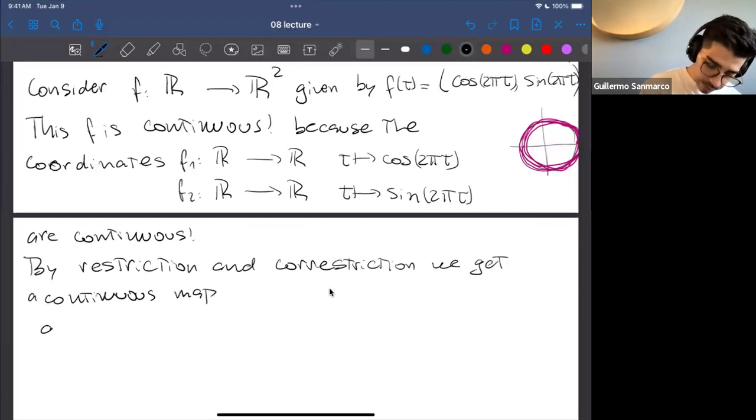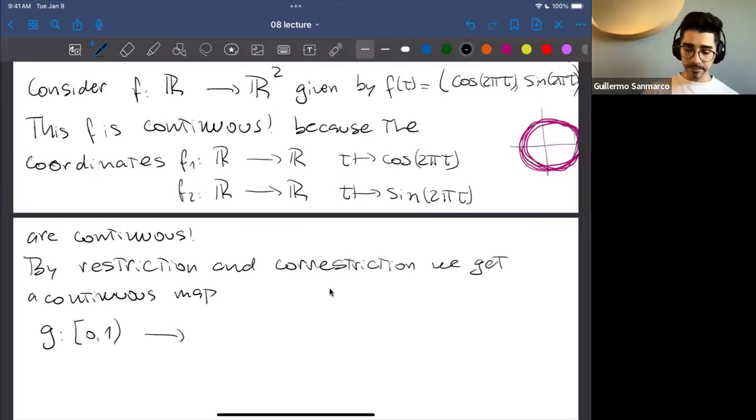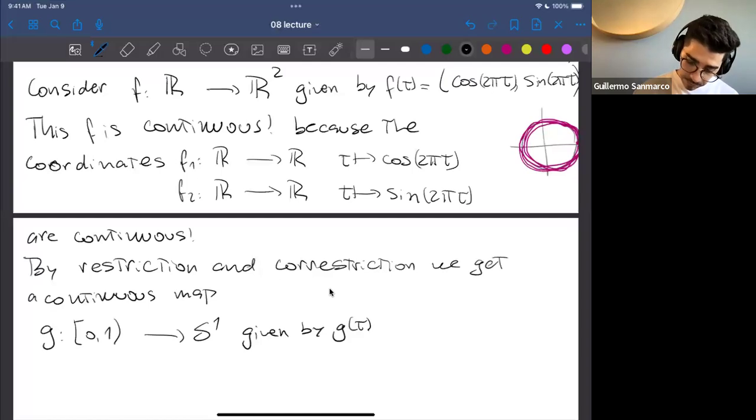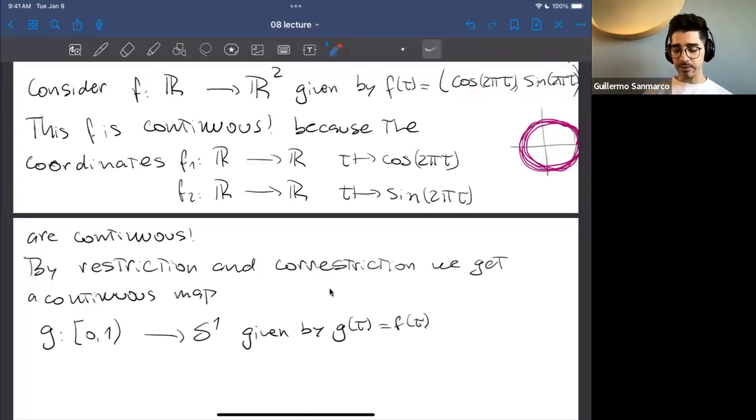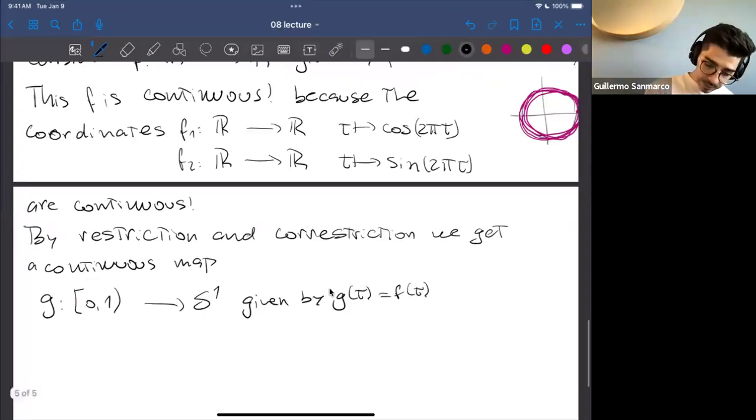Well, let's call it maybe G, from [0, 1) — closed at 0, open at 1 — to S1, just given by F. So G of t is just F of t, which means (cosine of 2 pi t, sine of 2 pi t). But the thing now is, since we're restricting to [0, 1), the function is going to be injective, because you cannot get the same values for cosine and sine with two different values of t here. And it's still surjective. So this continuous map is also bijective.